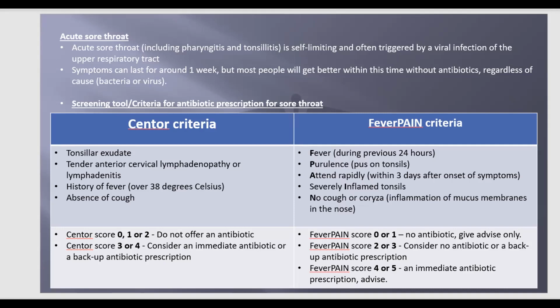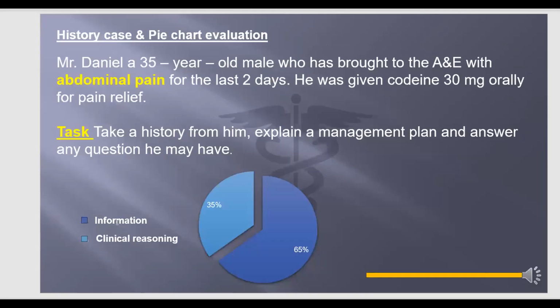Now we are moving to station number 1. We have right now Mr. Daniel, 35, male, who has been brought to A&E with abdominal pain for the last 2 days. He was given codeine 30 milligram orally for pain relief. Take a history from him, explain a management plan, and answer any questions he may have. So you can see that it's 35% and 65%, and the chart will be like that. The scenario will be given like this, and then you have to go for the station.